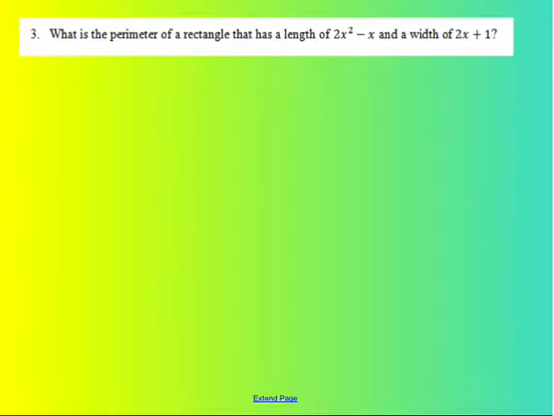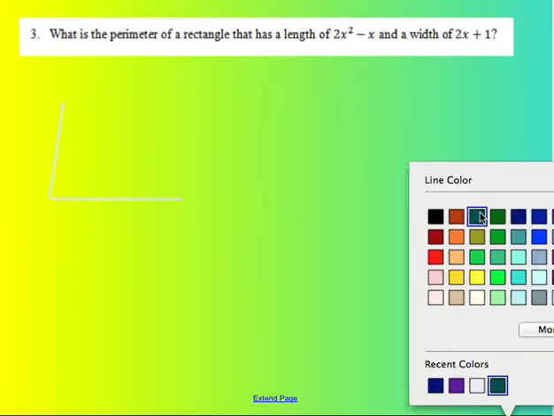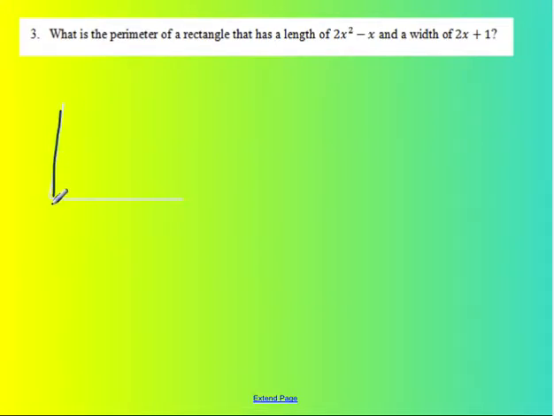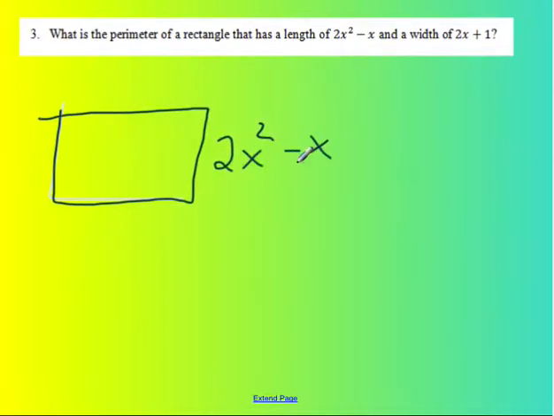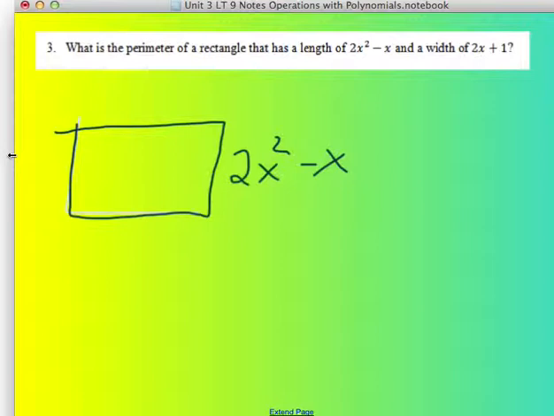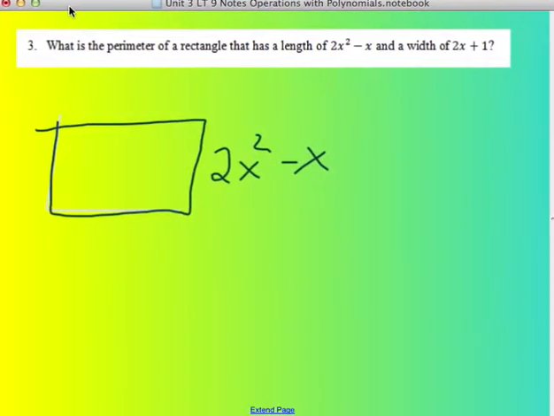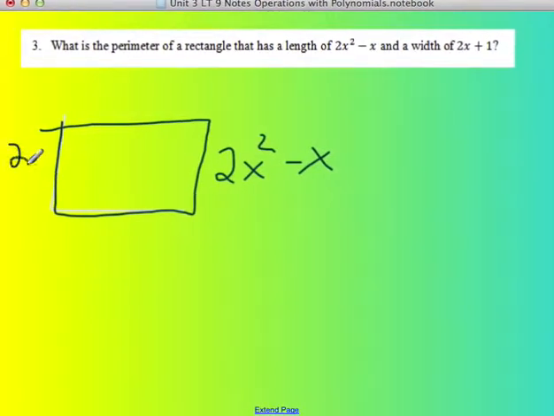All right, next, let's take a look at number 3. What is the perimeter of a rectangle with length 2x squared minus x and a width of 2x plus 1? Well, first of all, whenever I see something like this, I instantly want to draw a picture. So I have 2x squared minus x, which means for a rectangle that this side over here also needs to be 2x squared minus x. And then if this is 2x plus 1, this also has to be 2x plus 1.